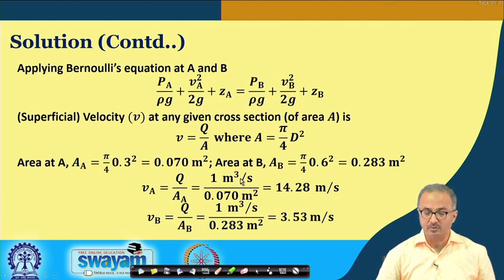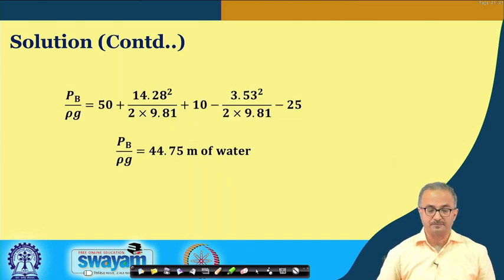Here you see that in both cases the volumetric flow rate is taken to be constant. Now, after plugging in the values of all the components, these particular things are for the A side and these two terms are for the B side. So, this is the pressure head, this is the velocity head, and this is the potential head, and this is again the velocity head, and this is the potential head at point B, and what we get? We get this particular head at point B in terms of water.